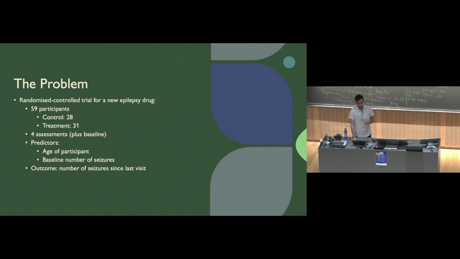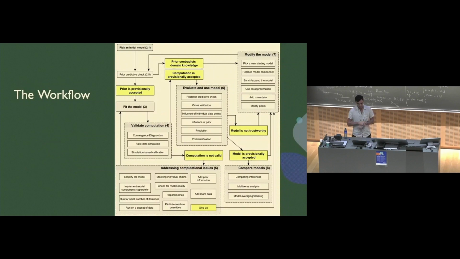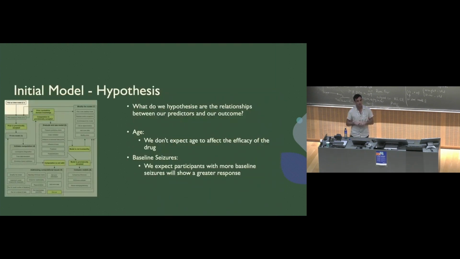As a bit of a jump scare, remember our workflow. We have many, many steps to work through. But it becomes a little bit more feasible, more tractable, if we break it down into smaller steps. The first step is picking an initial model. And this doesn't mean just statistically, it also means having some sort of hypothesis about what we think our outcome is, what we think we're modelling, what we want to achieve.